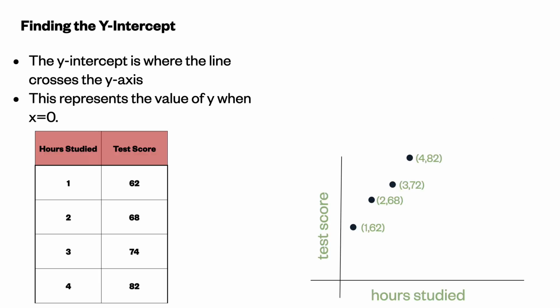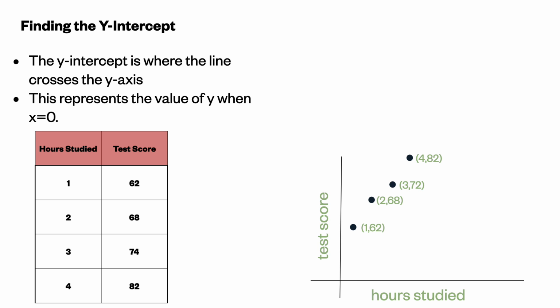The other thing is the y-intercept. And the y-intercept is the spot where the line crosses the y-axis. And this is also the value of y when x equals 0. So here's our scatter plot of the data we've been working with of the hours studied and the test scores.